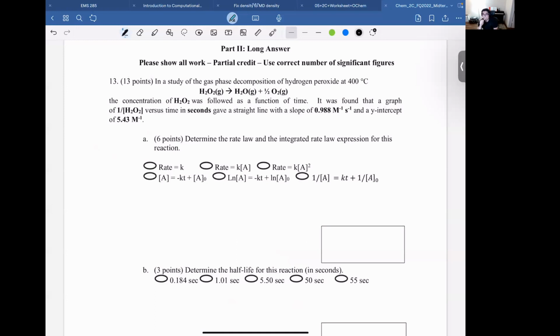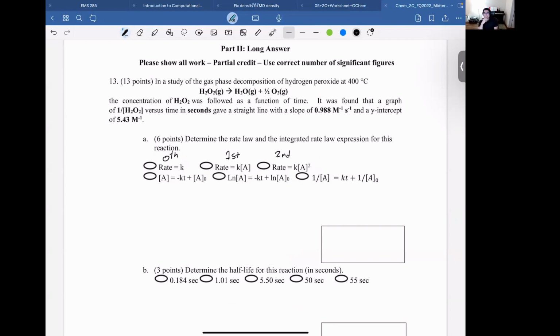So for A, how do you tell whether this is zeroth order, first order, or second order? First, second, third, man, I just said 0, first and second. I'm sorry, guys. Zeroth, first, second. You start at 0.